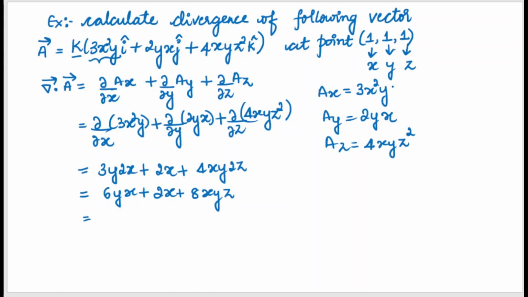Now substitute the values for x, y, z. It is easy because they have given 1, 1, 1. So 6 times 1 plus 2 times 1 plus 8 times 1, so it will be 16. So 16 is your answer. You can remember that the divergence of a vector, that is the dot product with a vector, gives you a scalar function.